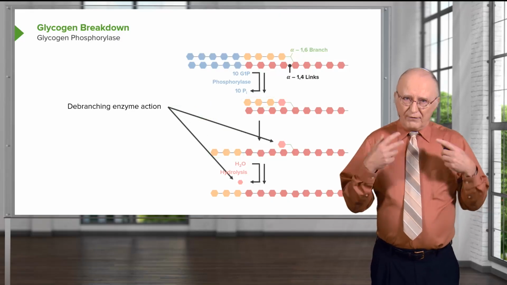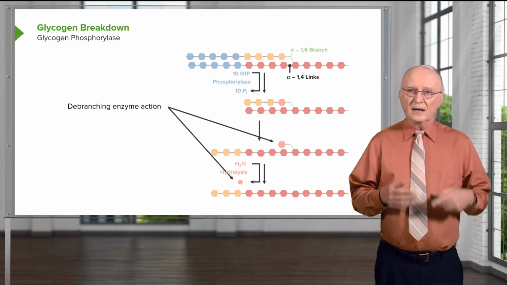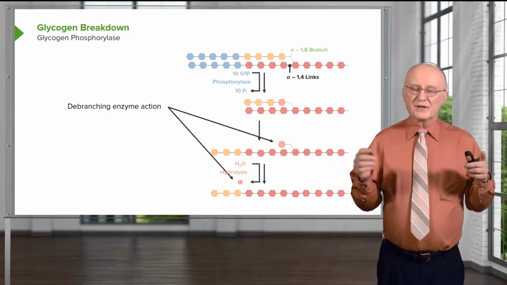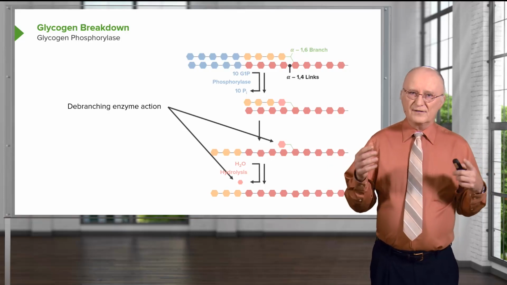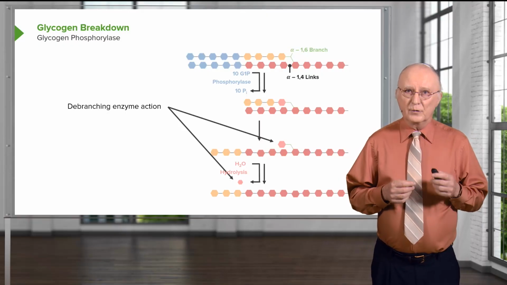So it's a very flexible, very remarkable enzyme in doing what it does, but because of that, you can see that an unbranched form is now left behind, and glycogen phosphorylase can come back in and continue the phosphorolysis that it was doing originally.